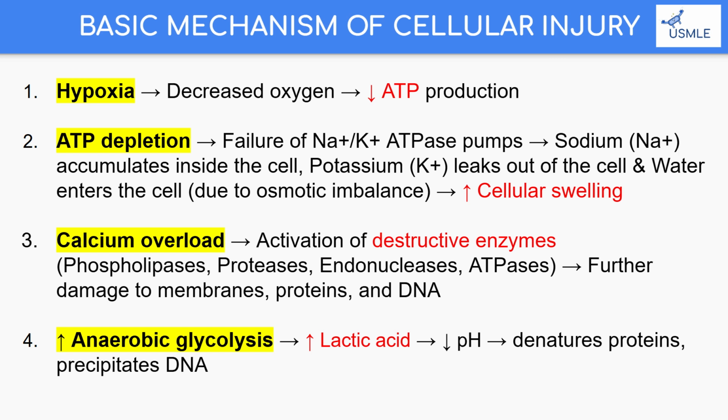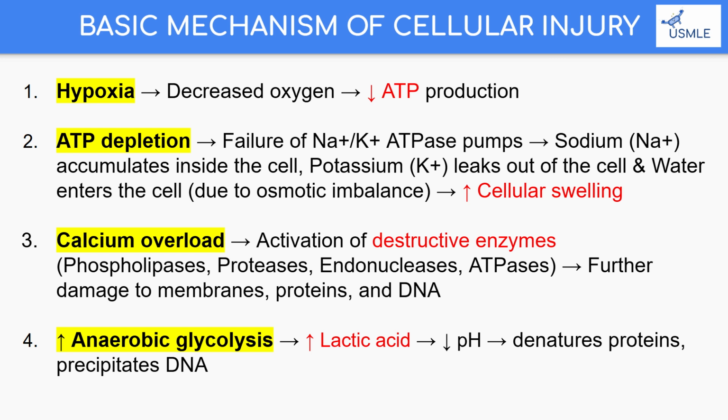Further complications arise from calcium overload. In a hypoxic state, calcium ion pumps fail, and the calcium accumulates in the cytoplasm. This overload activates destructive enzymes like phospholipases, which damage the cell membrane, proteases that break down proteins, endonucleases that degrade the DNA, and ATPases that consume whatever ATP remains, creating a cycle of damage.